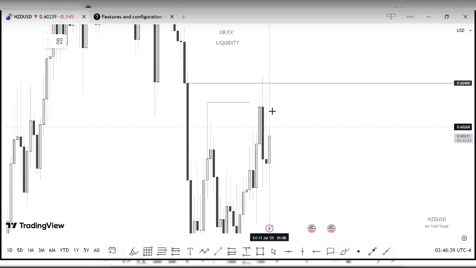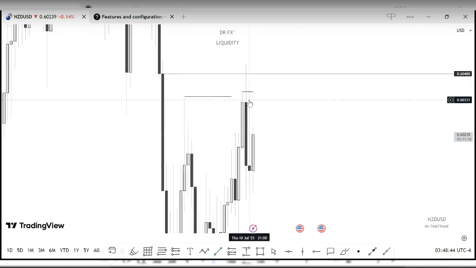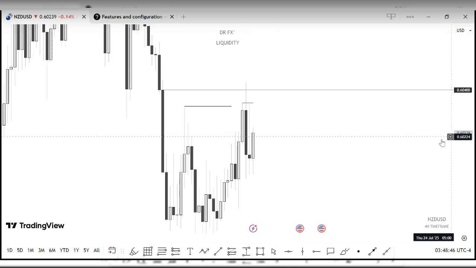Then we have a sweep and a break. Automatically, when I have this sweep and a break, I did not stress myself. Yes, I placed my entry directly above this without the formation of that liquidity. That's how I did it.